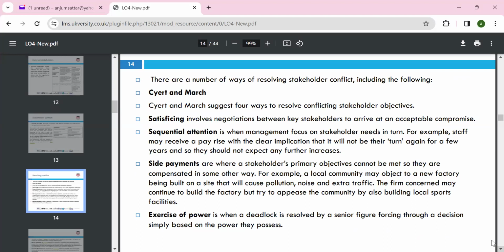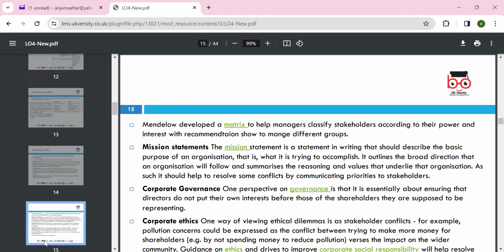The local community may object to a new factory being built on the site. There will be the cause of pollution, noise or extra traffic. The firm concerned may continue to build the factory and try to satisfy the communities, and also build local sports facilities, local schools, community projects to satisfy their needs.